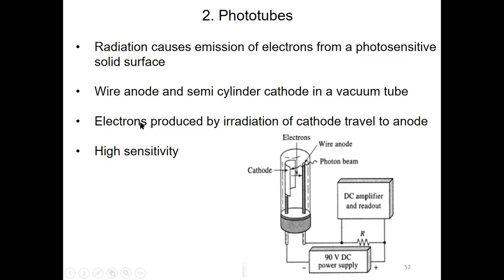And the third point, electrons produced by irradiation of the cathode travel to the anode. So as I mentioned, after the radiation, electrons are generated in the cathode and travel to the anode. And these phototubes have high sensitivity. So if we talk about their properties, the sensitivity is higher in these phototubes. Okay, so that is what's happening in the phototubes.